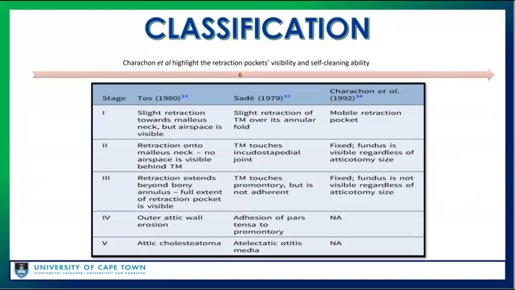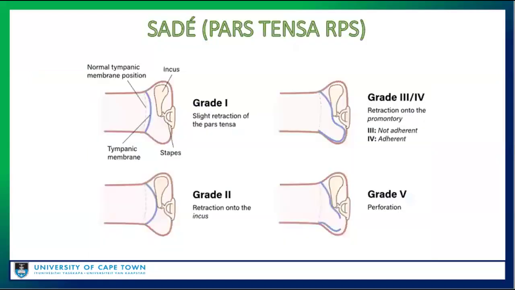The Caracon classification is a newer classification highlighting retraction pocket visibility and self-cleaning ability. It is staged into three parts. The first stage is a mobile retraction pocket. The second stage is a fixed pocket where the fundus is visible. And the third stage is a fixed retraction pocket where the fundus is not visible.